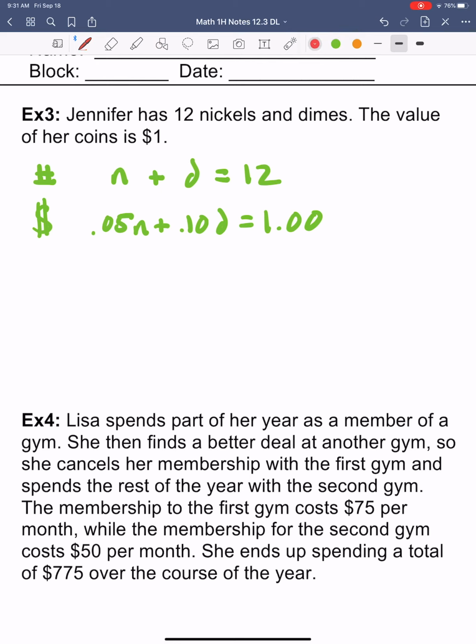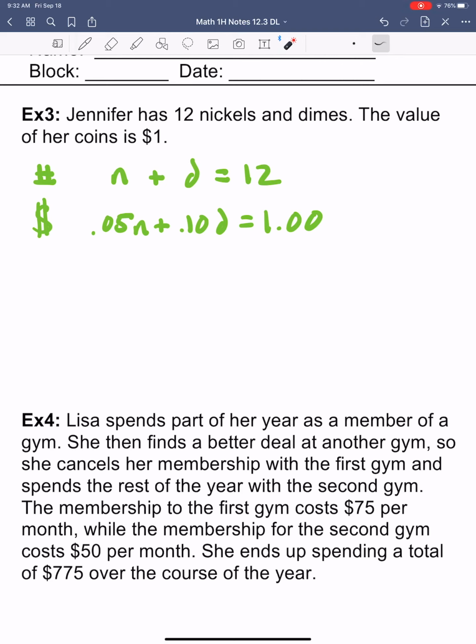This one's got, Jennifer has 12 nickels and dimes. So notice that's my amount equation here. So I've got nickels plus dimes equals 12, right? I don't know how many nickels, I don't know how many dimes, but I know together there are 12. And then the value of her coins is $1. So this is pretty tricky because they're assuming that you know nickels are worth 5 cents, dimes are worth 10 cents, and then the grand total is $1.